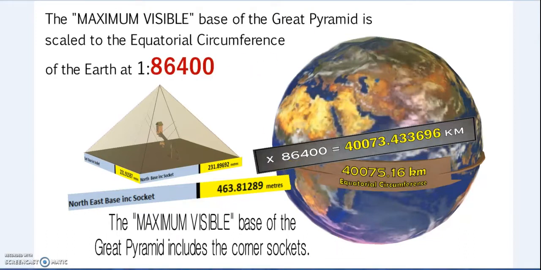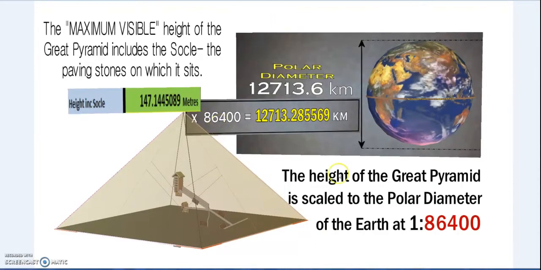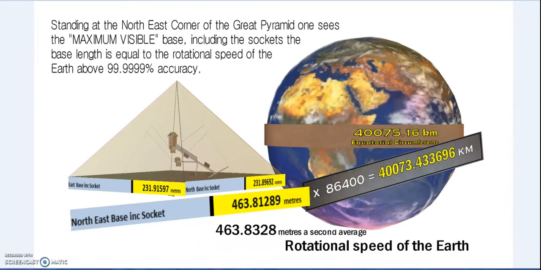But that's the equatorial circumference. Now if you measure the height of the Great Pyramid, including the paving stones, the socle, and multiply that by 86,400 seconds per day, we get the polar diameter of the Earth. So we're describing the whole Earth, the circumference and the height. So 86,400 seconds per day for meter, for pendulum, for second, all coming together nicely.